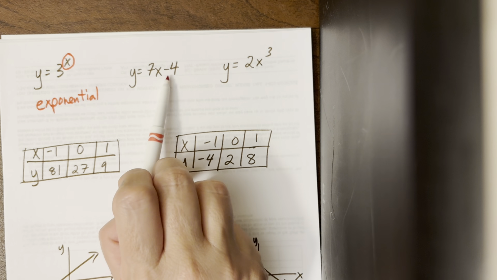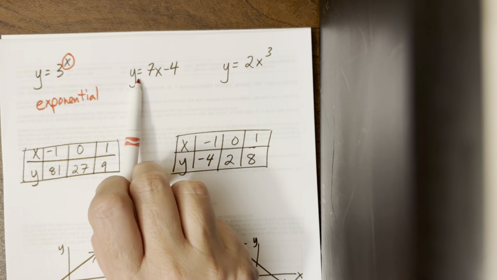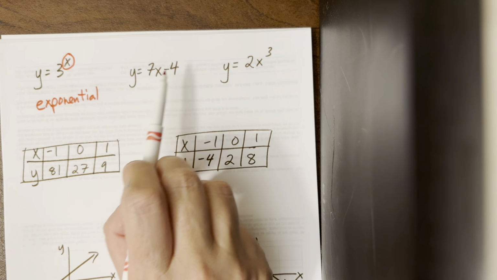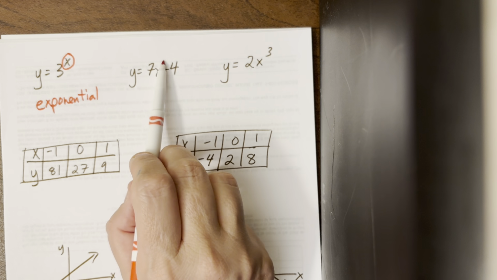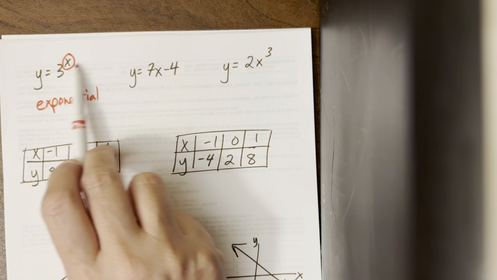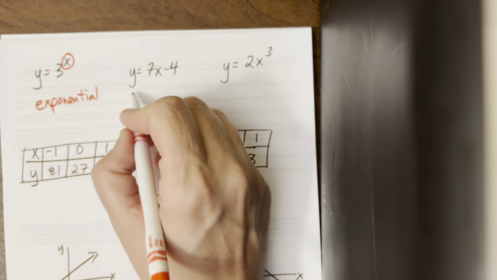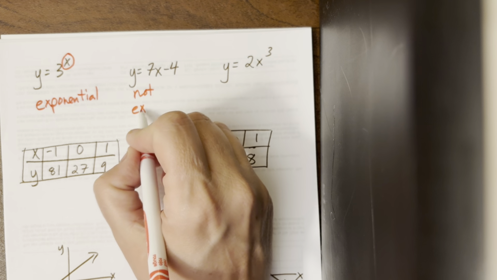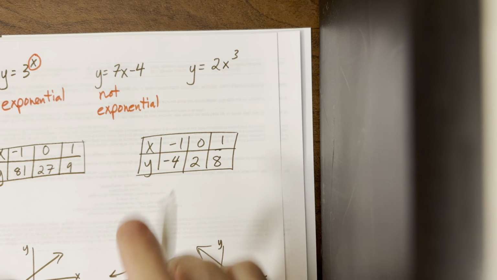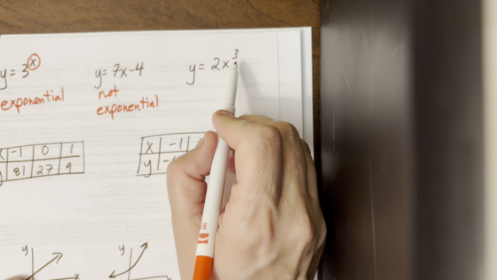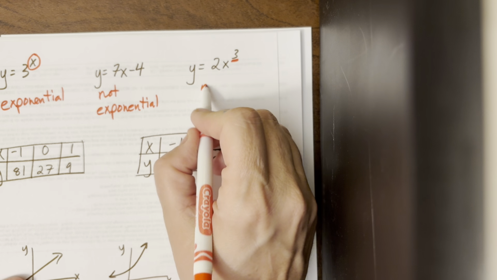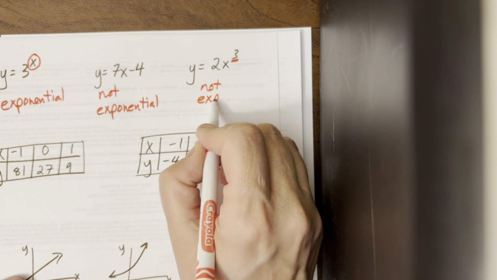y equals 7x minus 4. Hopefully you notice that this is linear. There are no exponents that we see. Now we can get in here and argue that the exponent is 1, but we're not going to get that wild here, okay? So since there is no x up in an exponent, no, this is not exponential. And finally, if you have y equals 2x to the third, I do have an exponent, but there's a number up there. It's not an x, so this one is also not exponential.